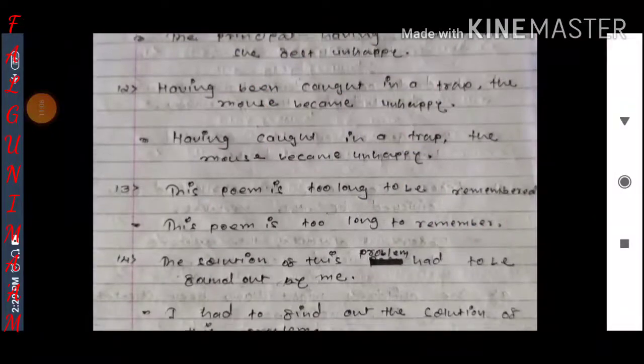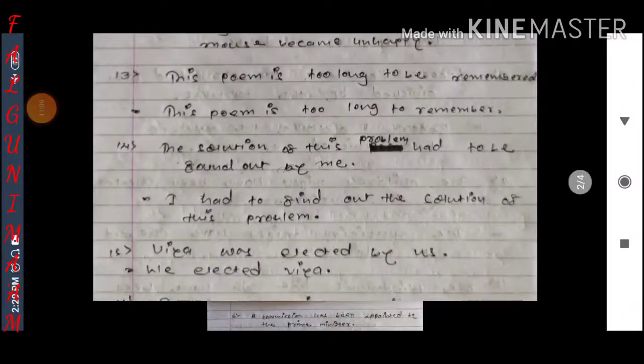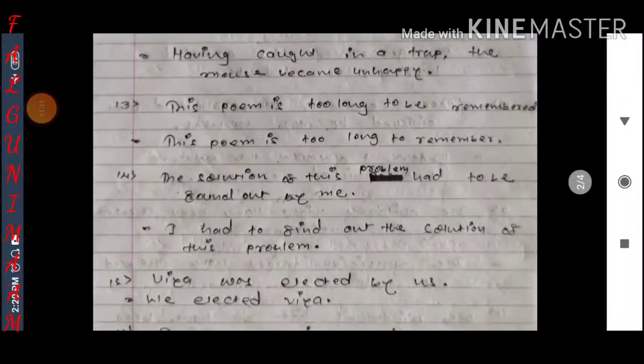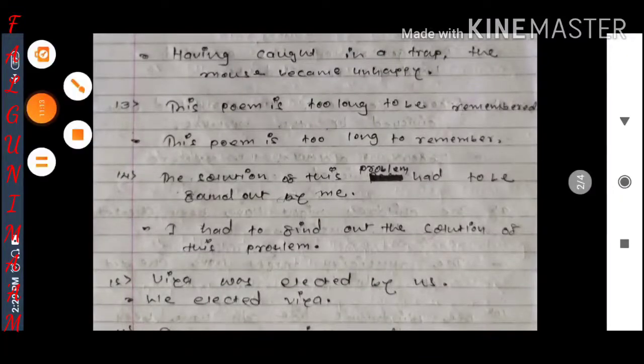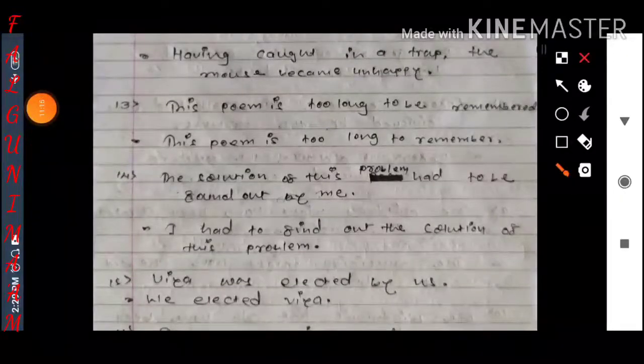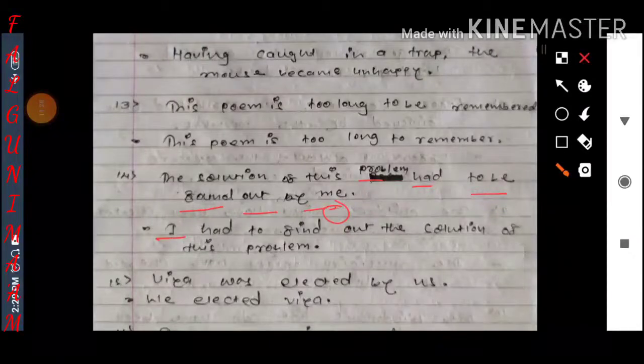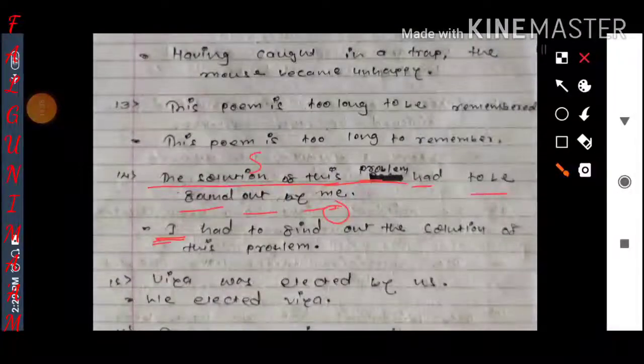Next one, in 14th, the solution of this problem had to be found out by me. Now after "by" we have an object. Now it takes the place of subject, so me converts into I. Had remains had, so I, this one is your subject. I had, तो had remain as it is.